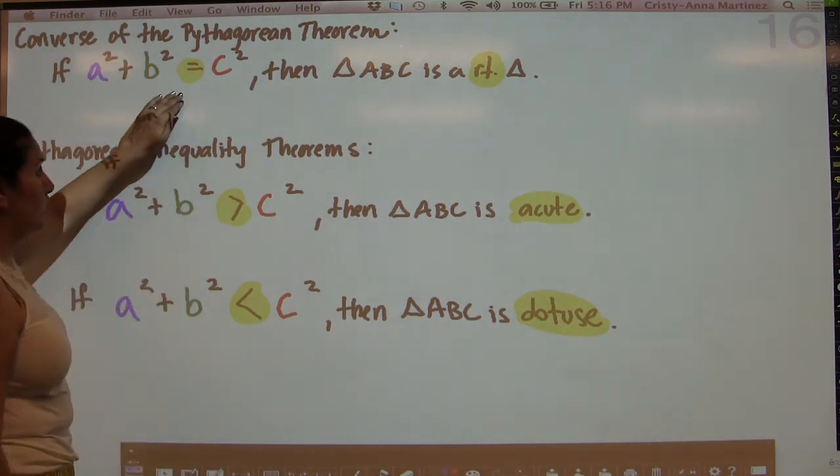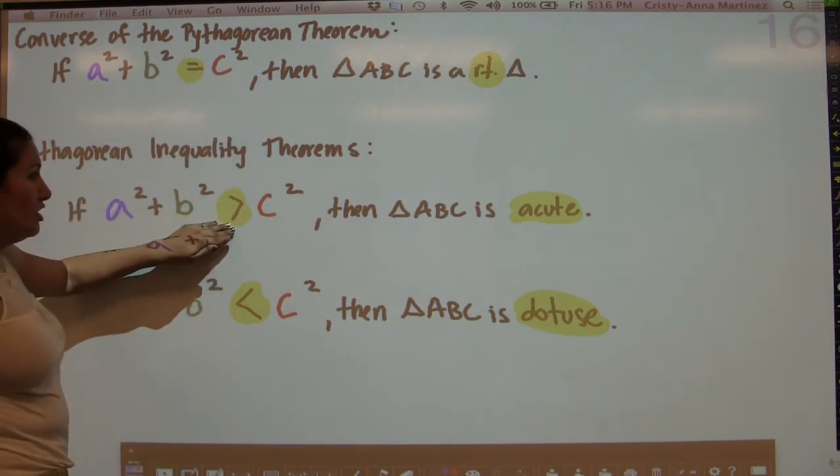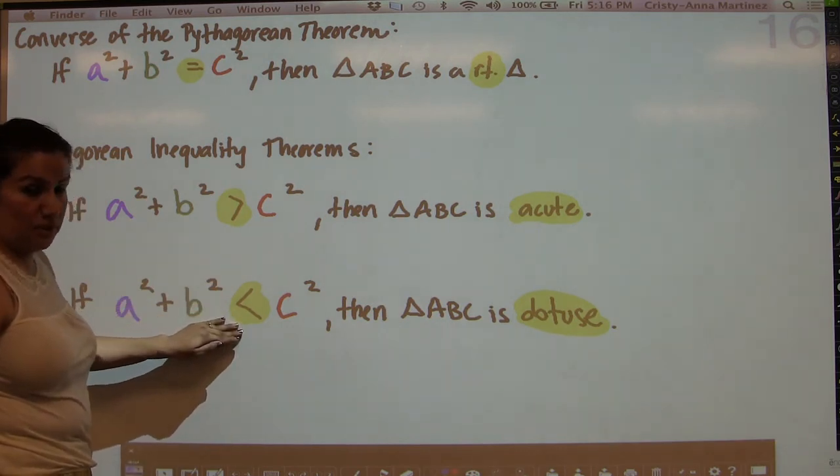So basically we have equal to means that it's a right triangle if it's equal to c squared. If it's larger than the hypotenuse squared, it's acute. If it's less than the hypotenuse squared, it's obtuse.